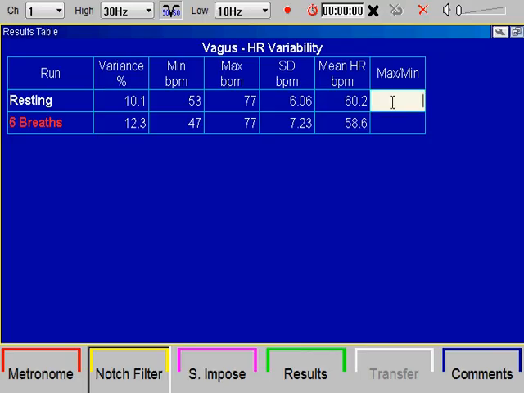Click into the box and type the result manually. And then for the second one, it was probably 1.65 or so. This way, the ratio of maximum to minimum can be entered into the result table.